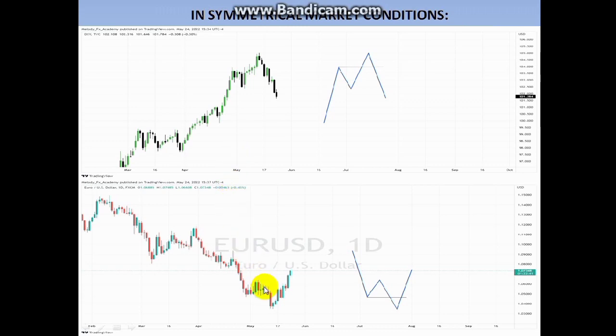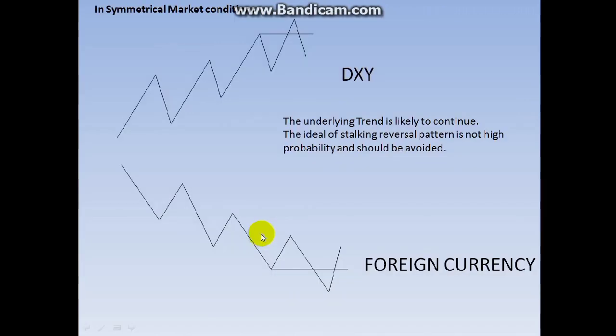Okay, so now the question is: is this underlying trend likely to change or not? When we have a symmetrical market condition, what happens to the underlying trend? That is what we are going to come back to in a little while. Let's just look at this price action. Let's look at this slide right here. Now, in symmetrical market condition, an in-depth explanation of it. Now we have the DXY, which is probably in an underlying bullish trend. What do we mean by stalking a reversal pattern and the change in the underlying trend?